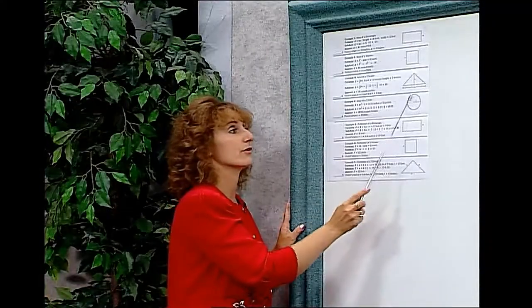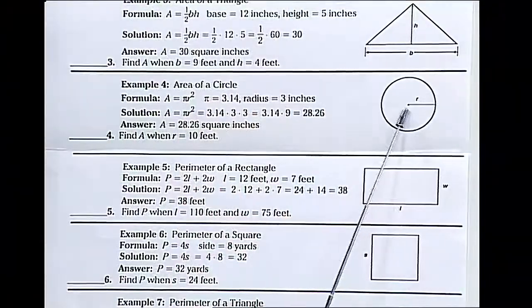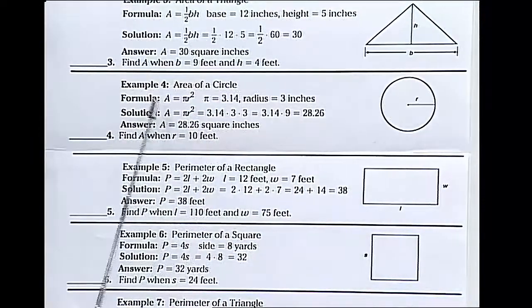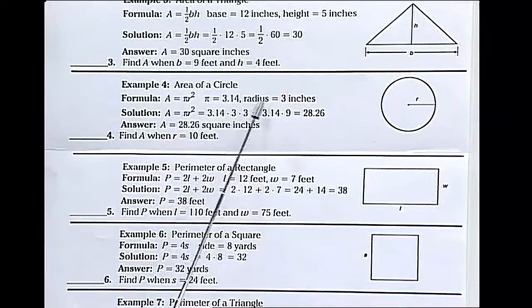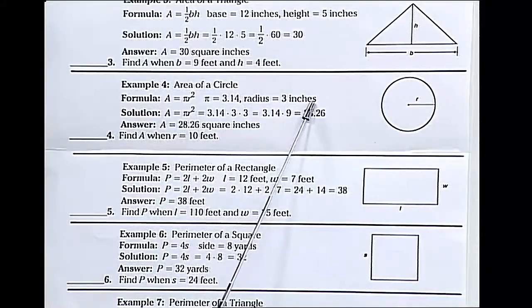We now have a circle. Remember, our radius goes from the center to the circle. Our formula for area of a circle we've done before, pi r squared, where pi is 3.14. The radius in this circle is 3 inches.